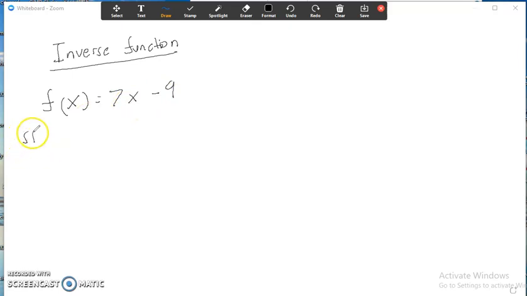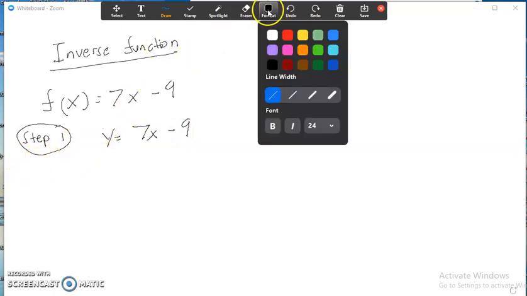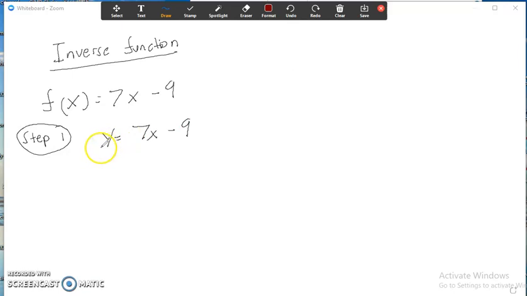Okay, step 1. Y equals 7x minus 9. Now this is your first step. You have to introduce a variable. Like for me, I feel comfortable with y.